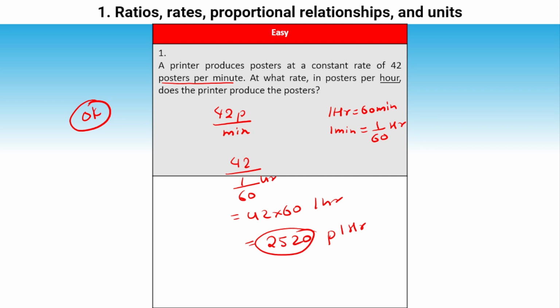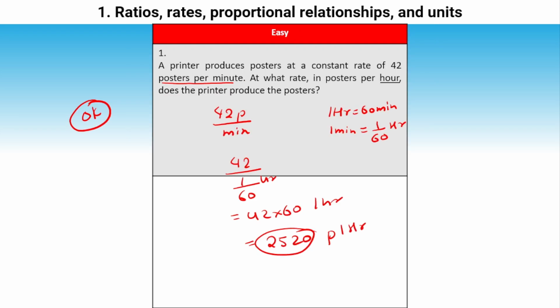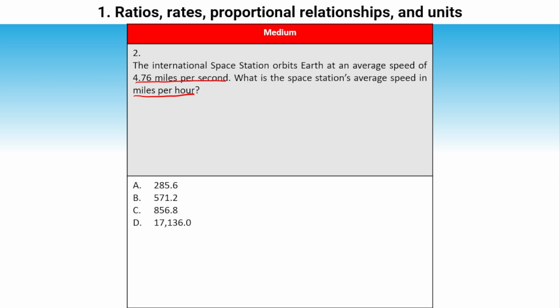Very easy. Now let's see the medium one. The International Space Station orbits Earth at an average speed of 4.76 miles per second. What is the space station's average speed in miles per hour? Last time we converted miles per second into miles per what, hour. Again we have to find the miles per hour.